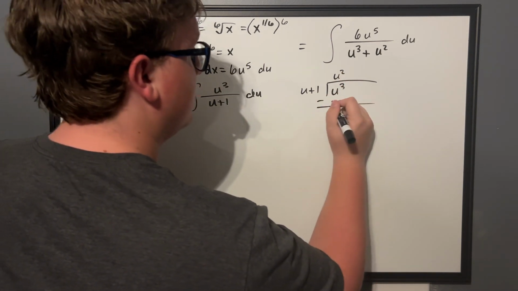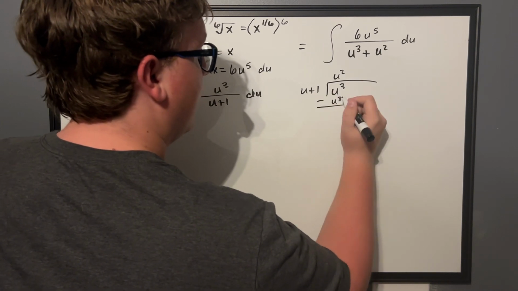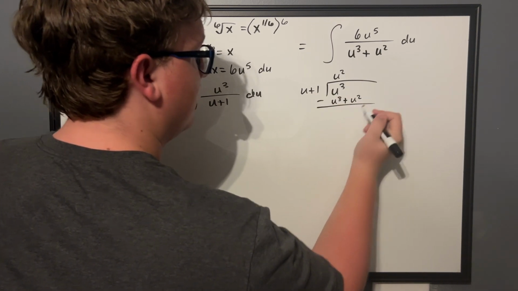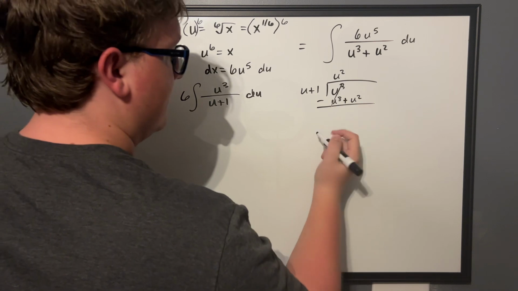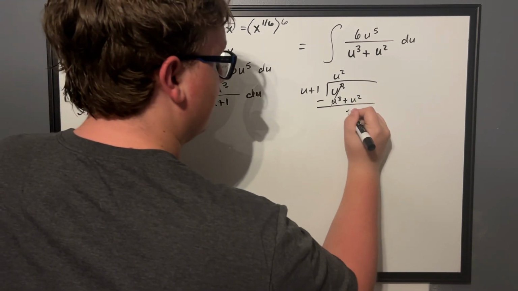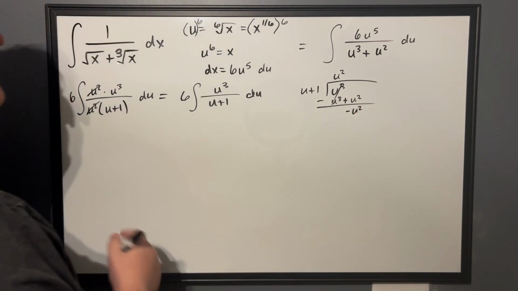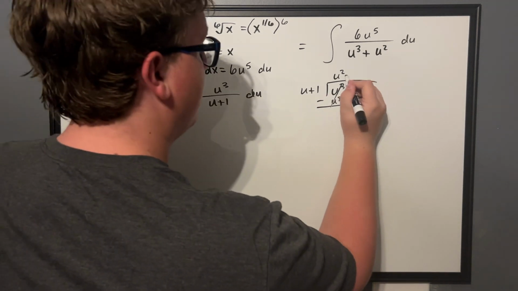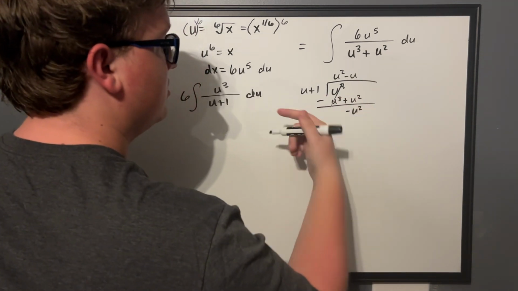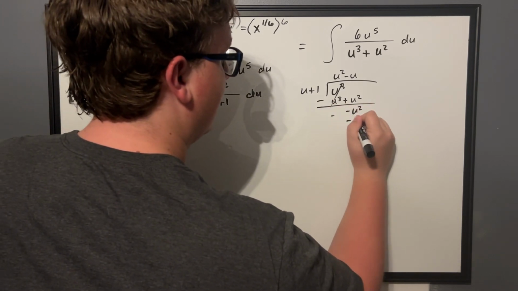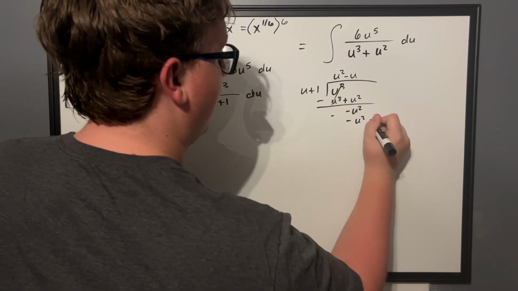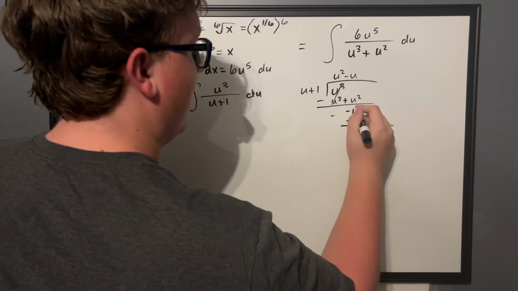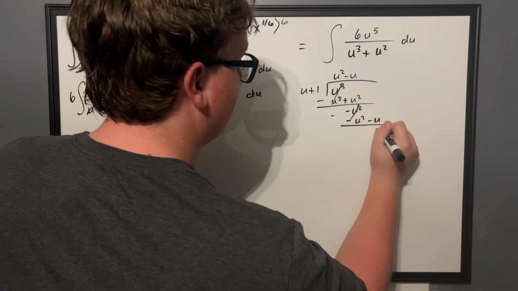So u squared times u is u cubed, and then we have a plus u squared. So these will cancel out, and we have a 0 minus u squared, which gives us negative u squared. Now the same process. How many times can u go into negative u squared? It's going to be minus u times. So then we multiply, and we get a negative u squared, and then we'll have a minus u. And we subtract, these cancel. This becomes a positive u.